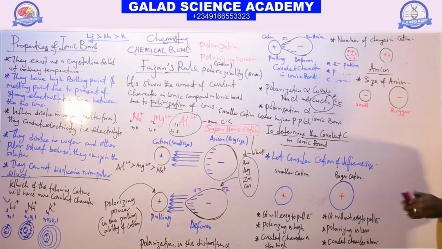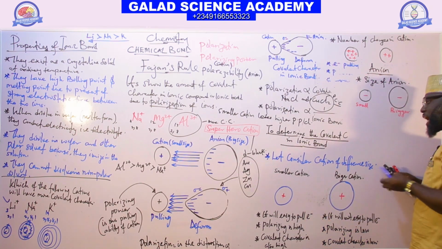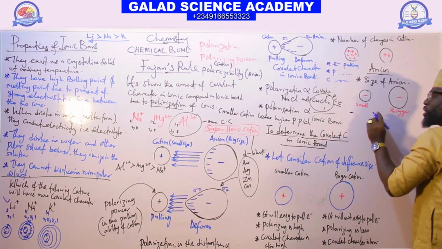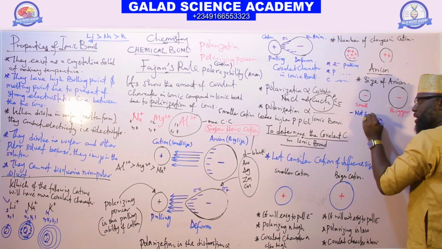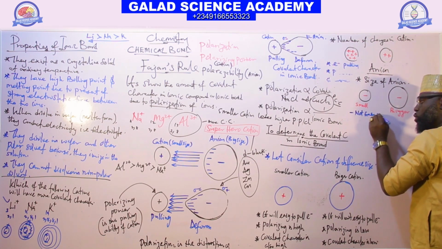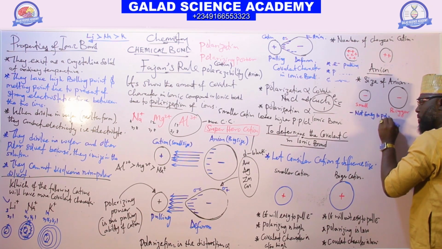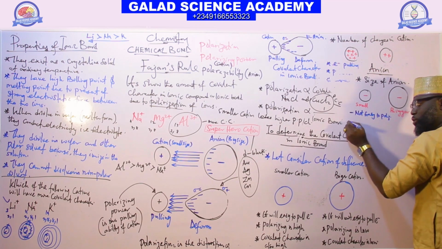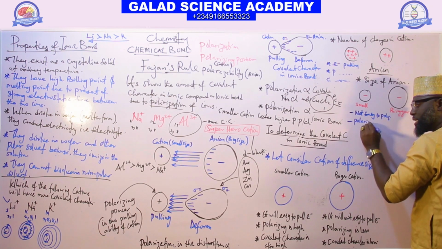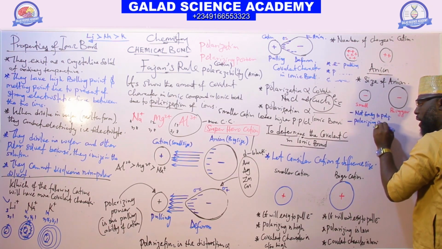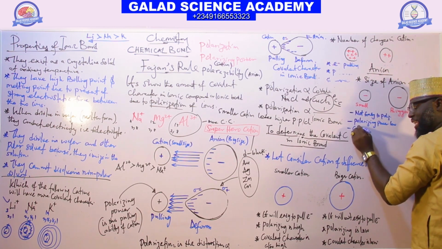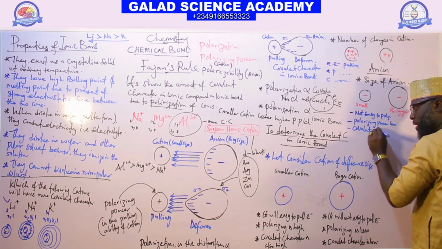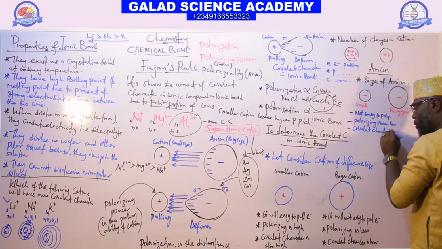The one that has a small anion is not easy to polarize. Not easy to polarize. And its polarizing power will be low, and covalent character will also be low.